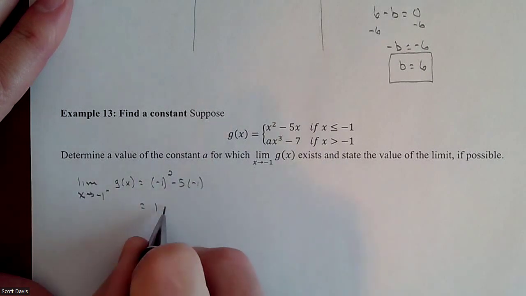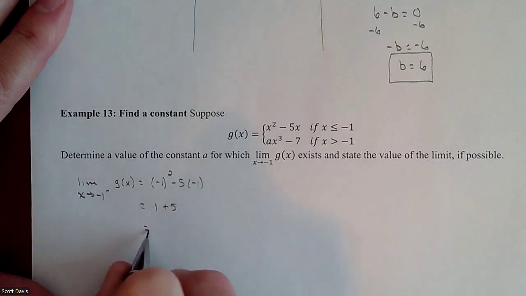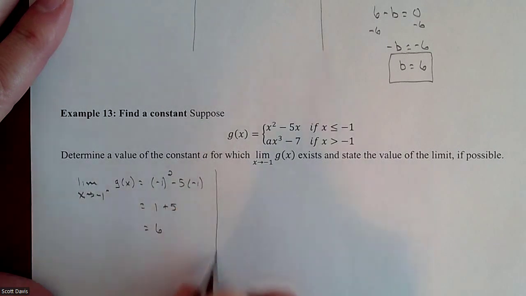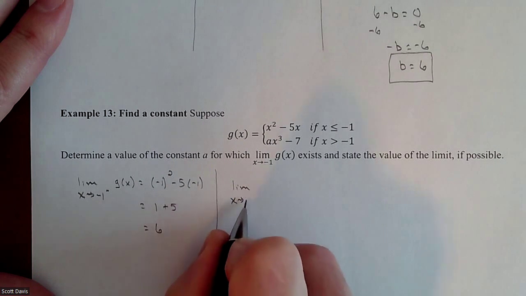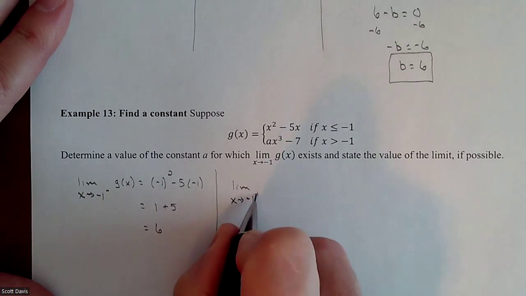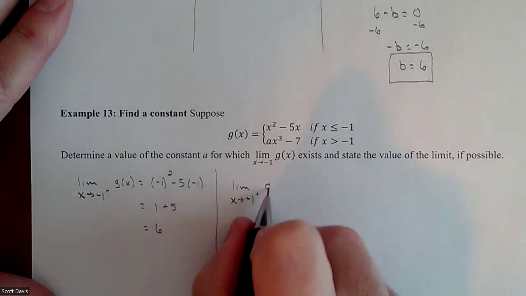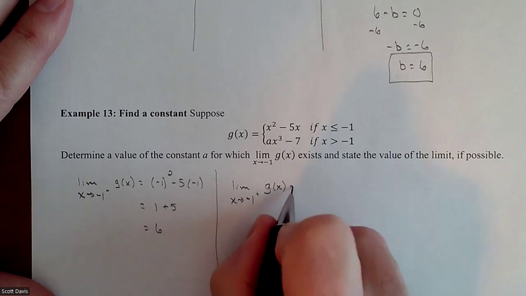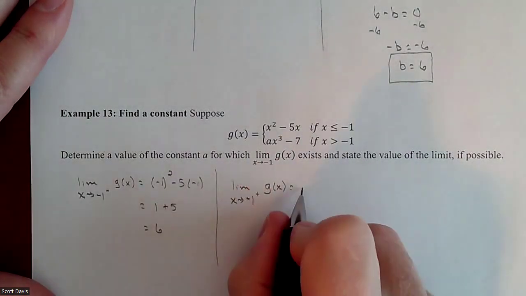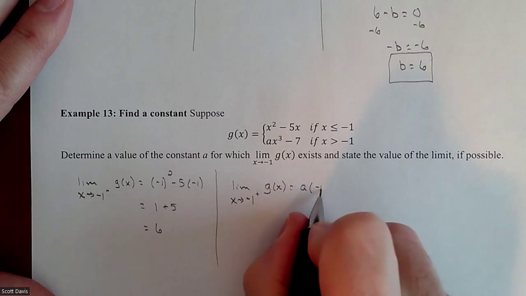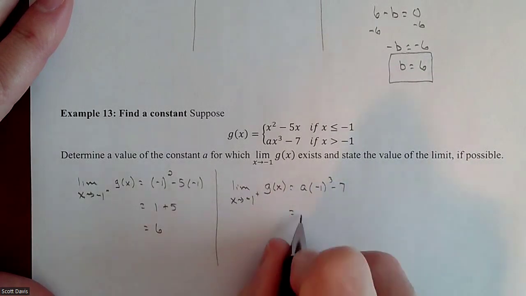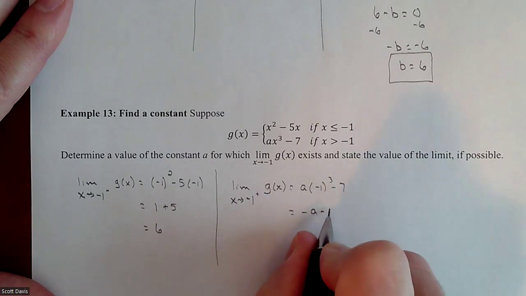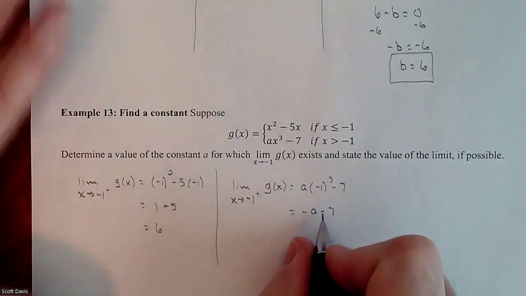All right, so we got a 1 plus 5, that is 6. Then we'll do the right side. The limit as x approaches -1 from the right, g of x. And then this time we're plugging into this, so we have a times -1 cubed minus 7. So that's -1, making that negative a minus 7. All right, so that's the best we can do here.